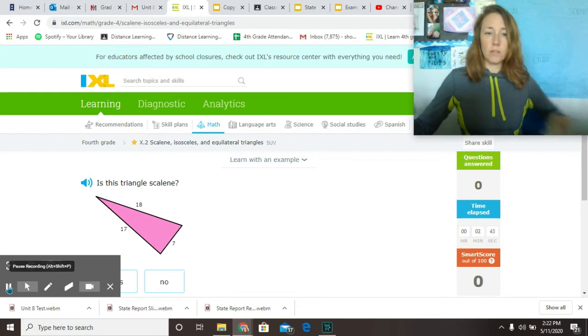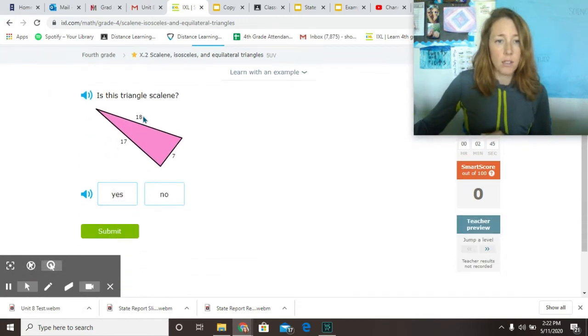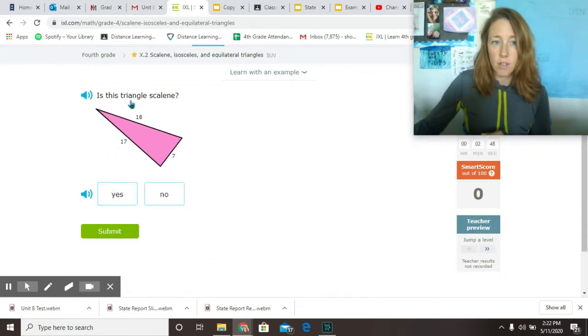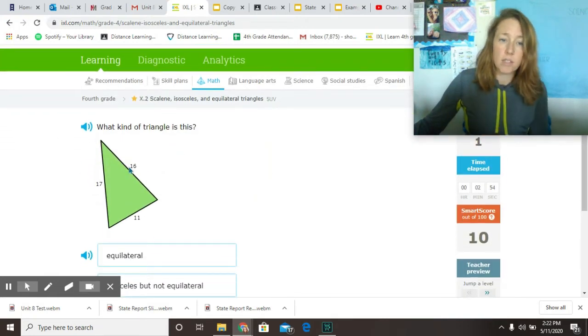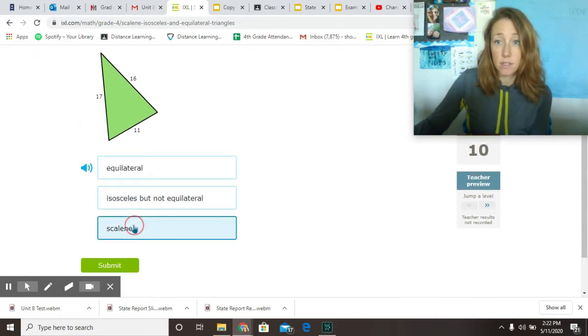So if I look at this one, all the sides are different. I have 18, 17, and 7. So is it scalene? All the sides are different. What kind of triangle is this? All the side lengths are different, so that makes it scalene.